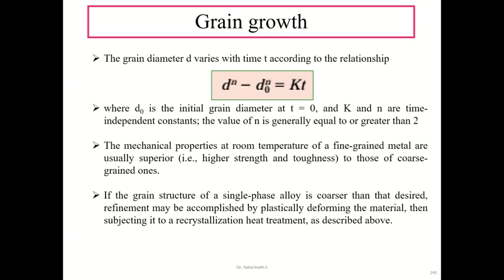The mechanical properties at room temperature of a fine-grained material are usually superior to those of coarse-grained ones. Fine-grained materials have higher strength and toughness than coarse-grained ones. If the grain structure of a single-phase alloy is coarser than desired, refinement may be accomplished by plastically deforming the material and then subjecting it to a recrystallization heat treatment.